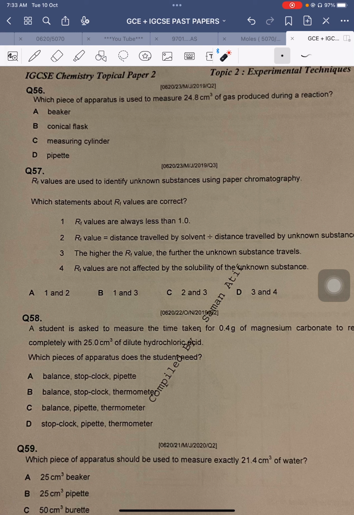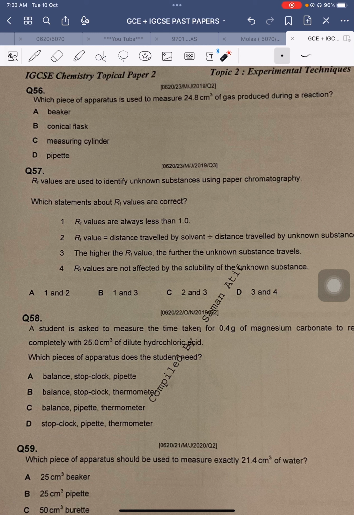Guys, beaker is basically not used for any type of measurements of liquids or the gas. Why? Because beaker is used basically for rough measurements of the liquids, as beaker has quite a wider column, so it is used for rough measurements of the liquids. So we cannot use beaker for this purpose. We will not use a conical flask as well. And why is it so? Because conical flask is an apparatus which is used for the experiment performance in the practical of titration.